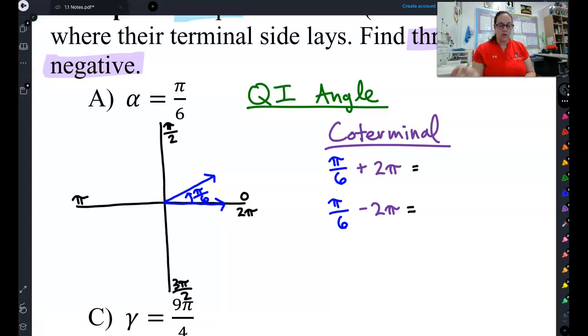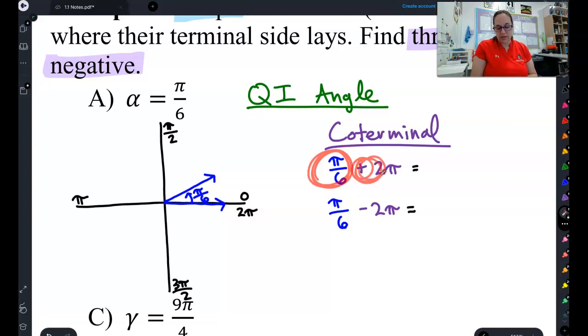And honestly, you could probably just use your calculator for this. The easiest way to put this into your calculator is to ignore the pi's and then add the pi back on at the end. So here I would, in your calculator, do 1/6 plus 2, get a fraction, and then add pi to the end of it. This would be 1/6 minus 2, get a fraction, put pi onto the end of it.